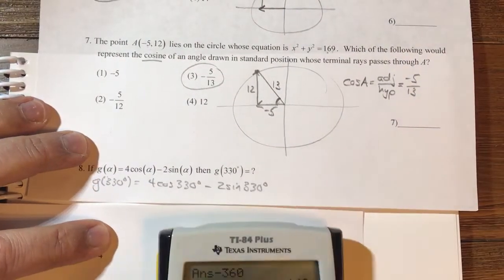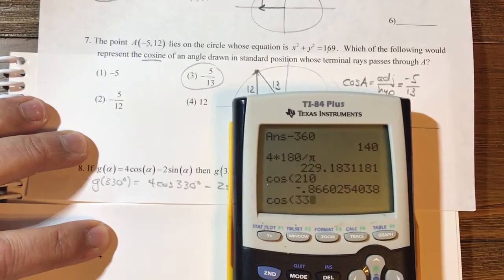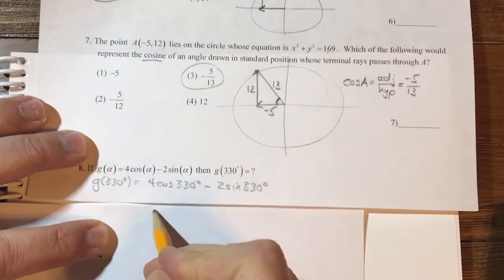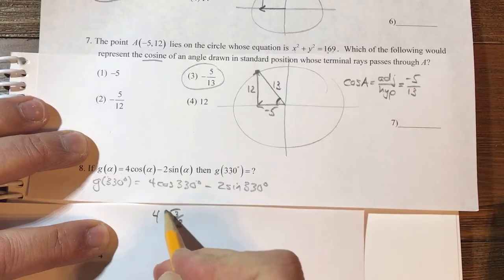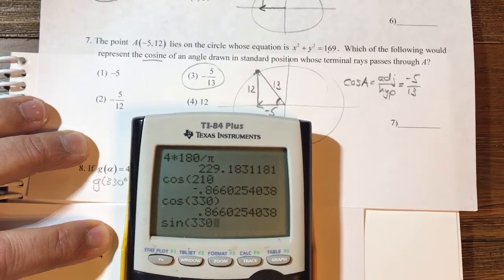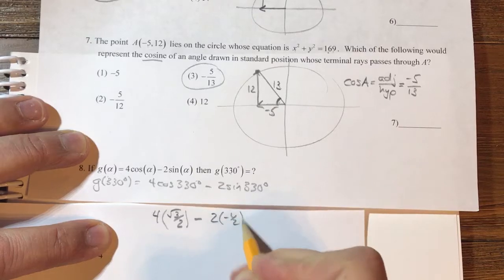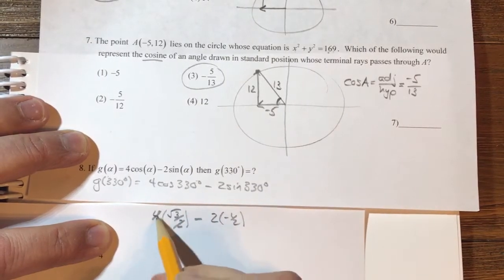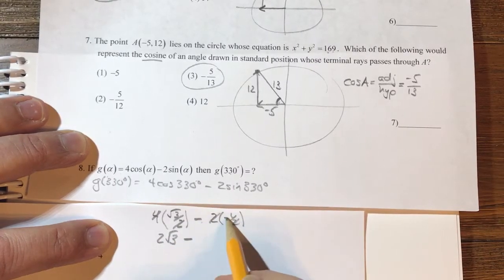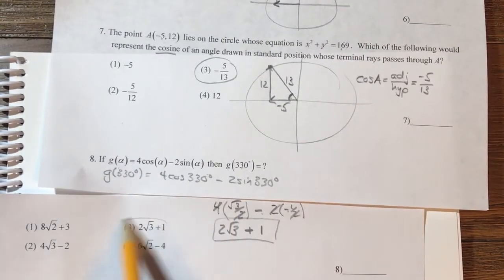All right, what is the cosine of 330 degrees? There's that 0.866 again, which I know is radical 3 over 2. It was positive, by the way. What is the sine of 330? Hey, the sine of 330 is negative 0.5, better known as negative a half. 2 times negative a half. 2 goes into 4 twice. So I end up with 2 radical 3 minus, these 2's cancel, negative and negative give me positive 1. So I'm looking for this answer, which is choice 3.